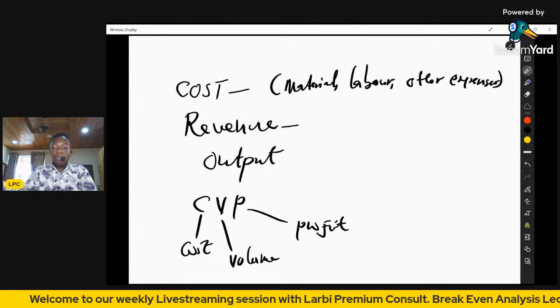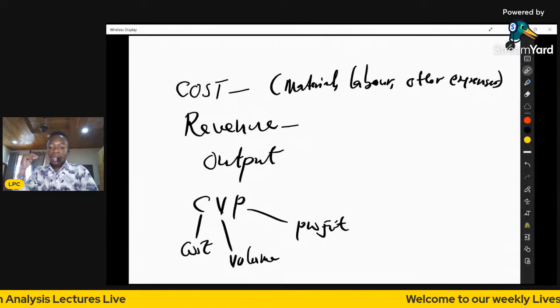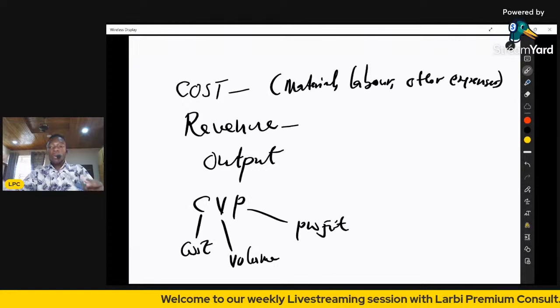Labor, land, natural resources, human resource, capital, and others. So we can categorize them based on our discussion under these three categories: the material, labor, and other expenses.